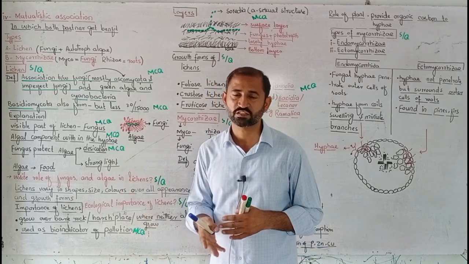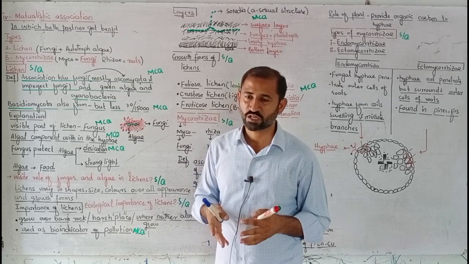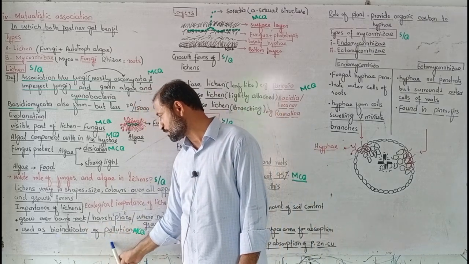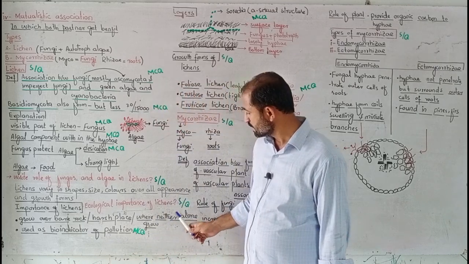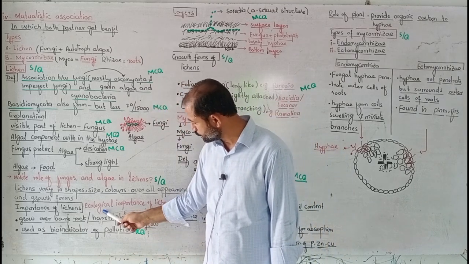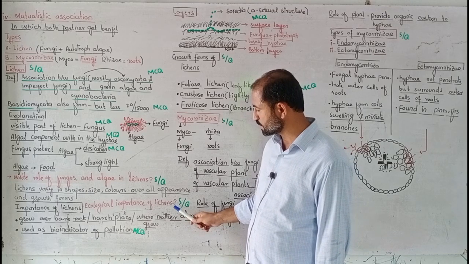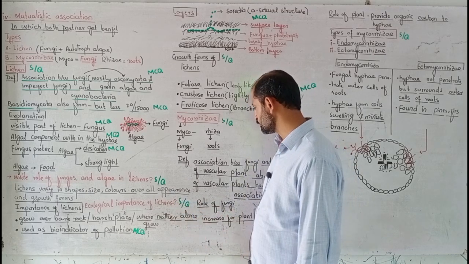Fungi, lichens, or mycorrhiza are used. So this one is also an MCQ: which acts as a pollution bioindicator, lichen. Next one is a short question: what is the ecological importance of lichen? So this one is also an MCQ.